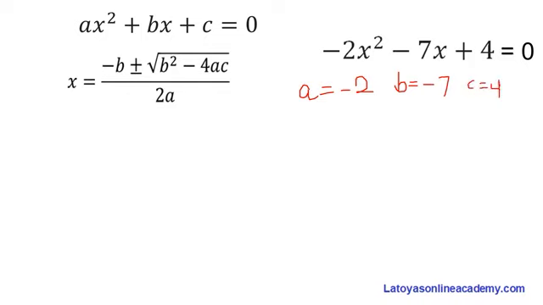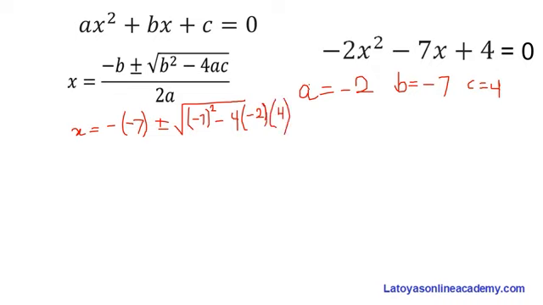Now we are going to substitute. So we have x is equal to minus, let's put what b is in brackets. B is minus 7, close brackets, plus or minus the square root of b squared. Now what is b? B is minus 7. Minus 4, what is a? A is minus 2, and what is c? C is positive 4. So we are substituting the values into the formula. All of this is over 2a. What is a? A is minus 2.